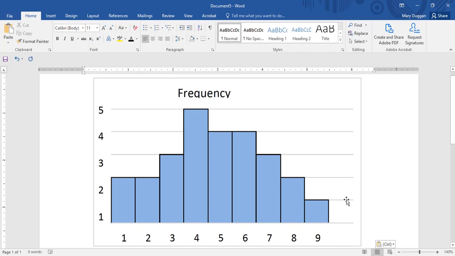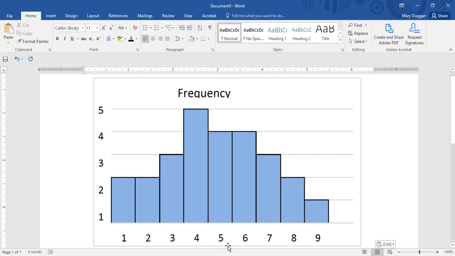frequency. The next question was, how many people had a score of 5? Well, to do that, we come to the score of 5 and we look at the frequency over here. So we have a frequency of 4. If I draw the line over, that's where the top of the bar is. So we have 4 people had a score of 5.